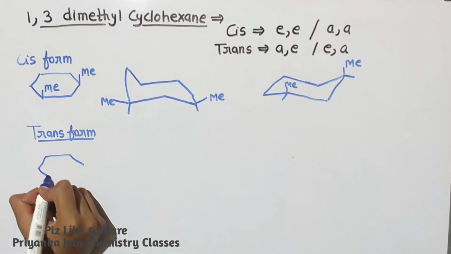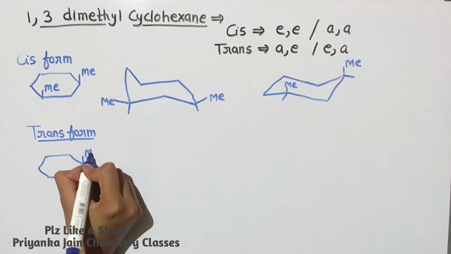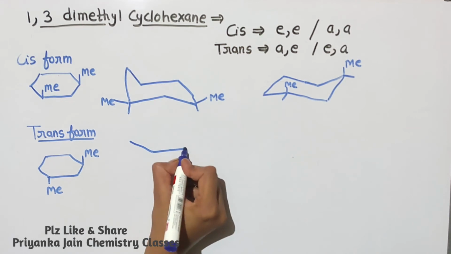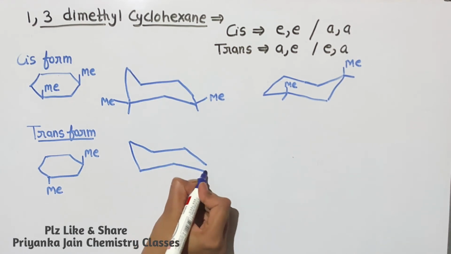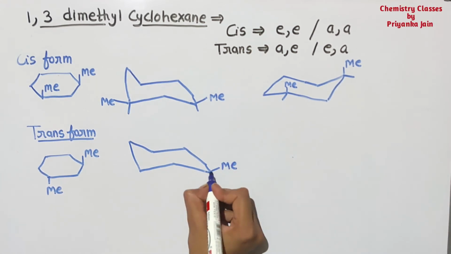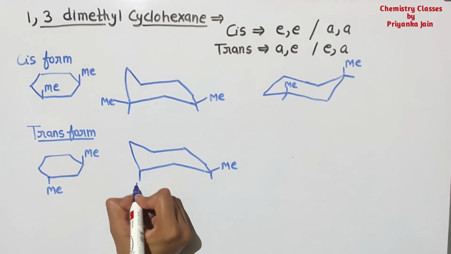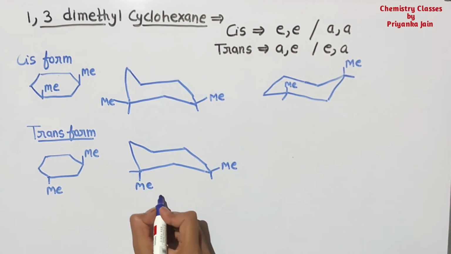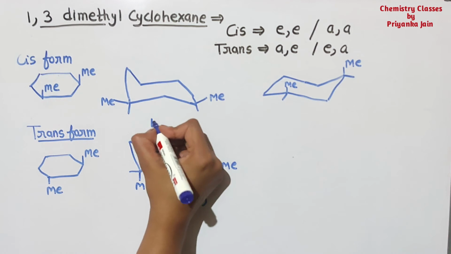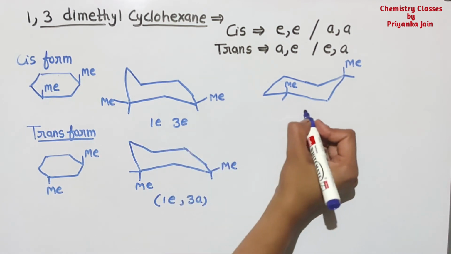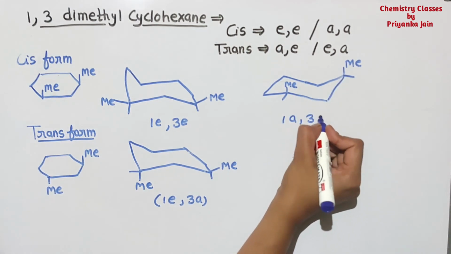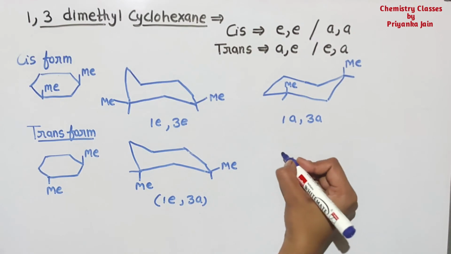Similarly, if we are seeing the trans form, trans form means if one methyl is present in this manner, then the second will be present in this manner, right? And if we are making it in the chair form, then you should make it in this manner. If this is present at the equatorial position, then here this will be present at axial position. Okay, this you can call 1e and 3a. Okay, this you call 1e and 3e, and this you will call 1a and 3a.